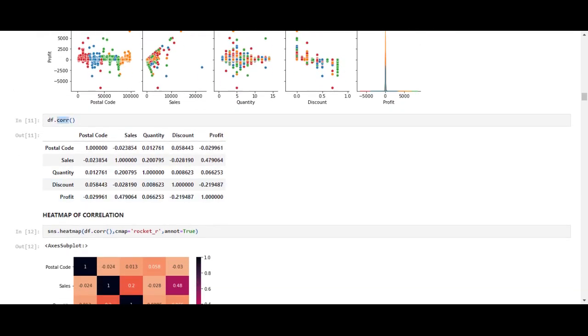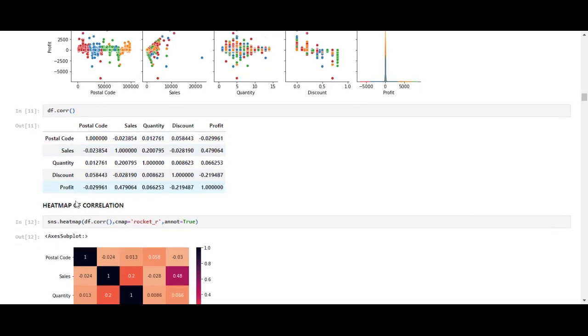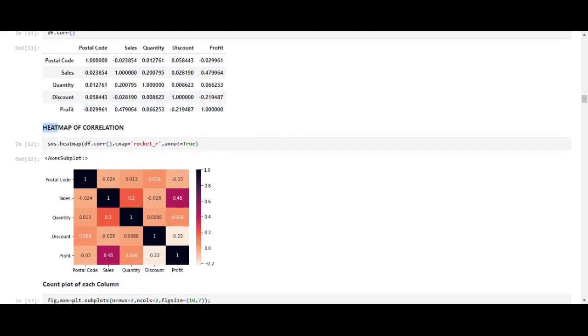I have used the corr function to find the pairwise correlation of each column in the data frame, and also it automatically excludes the non-numeric data type columns and missing values from the dataset. Then I have plotted a heat map.